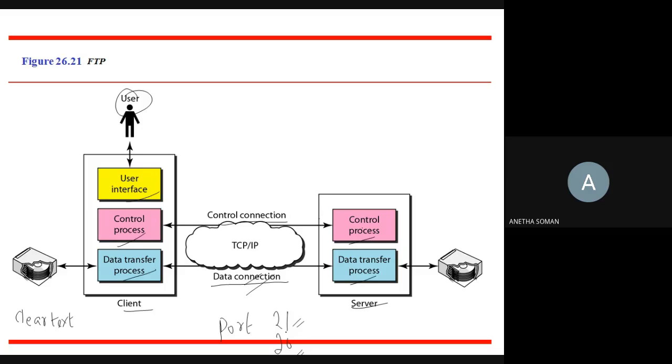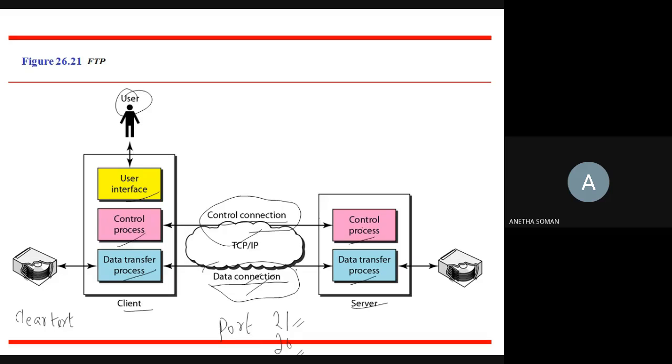I mean, just about the three components or entities in the file transfer protocol: you have the user, you have a client, and you have a server. The client has three components: user interface, control process, and data transfer process. And the server has two components: control process and data transfer process. You can have two connections: control connection and data connection. The control connection will remain open for the entire interactive file transfer session, but the data connection will be opened and closed for each file transfer.